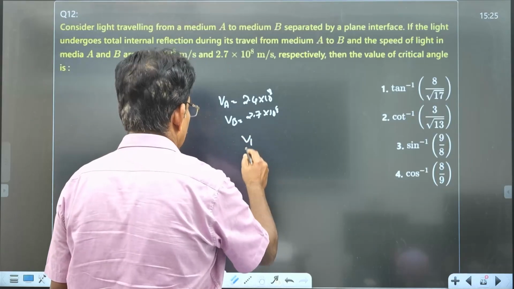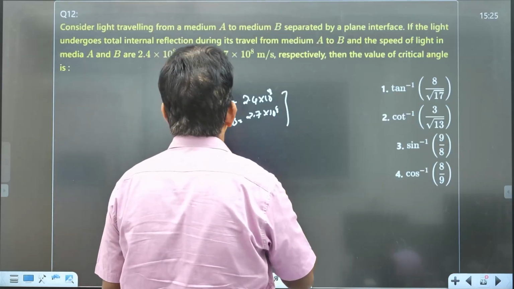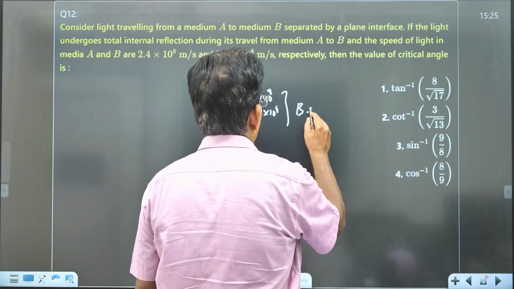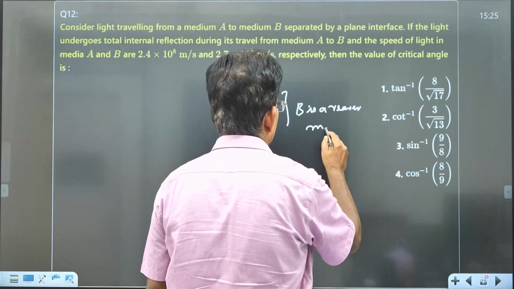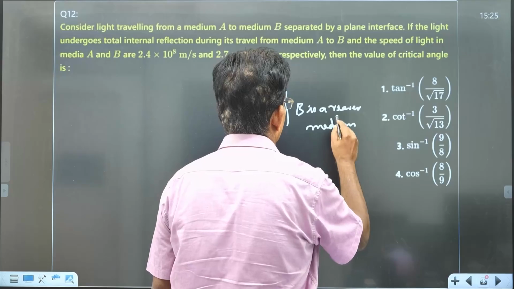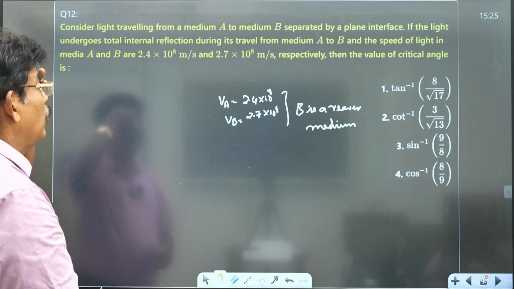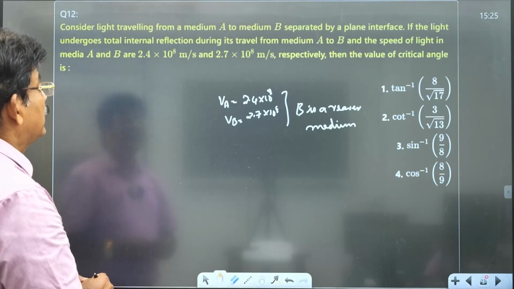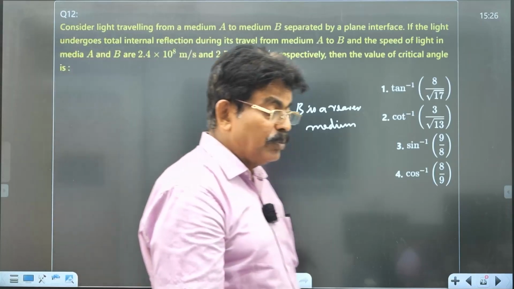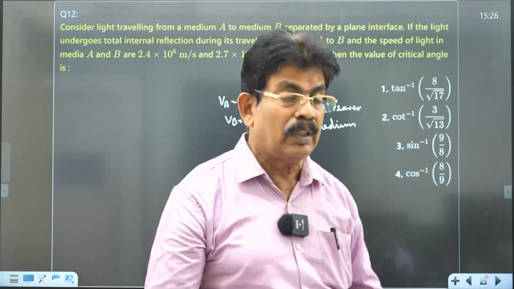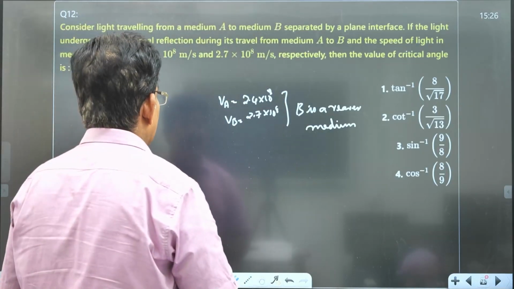Therefore, B is a rarer medium. Speed of light is more, therefore B is a rarer medium. Okay, first information. Now, here it is given that light is coming from A, a denser medium, to B, a rarer medium. Light coming from denser to rarer medium is the first condition for total reflection, and it has taken place. Now, what do we have to calculate? The critical angle.